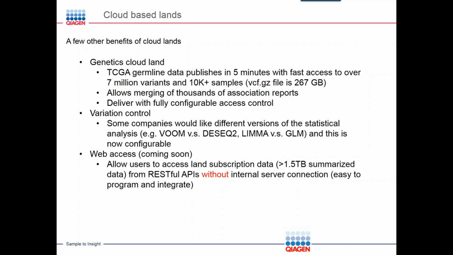So last but not least, the web access based on this cloud-based NAND, I personally think, will make a major impact for the users, especially for advanced users, because it will allow users to access NAND subscription data, which now is more than, not actually including, genetic NAND data. It's already 1 terabyte of summarized data, so those are the expression matrix and mutations, copy numbers, those types of things.